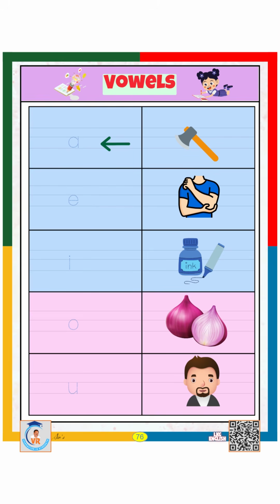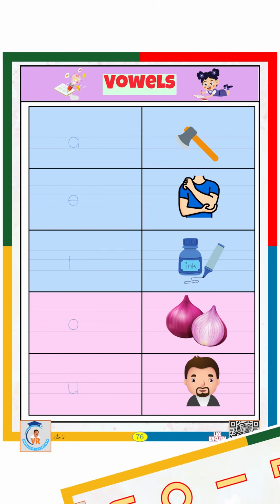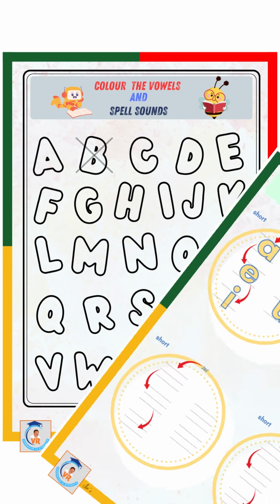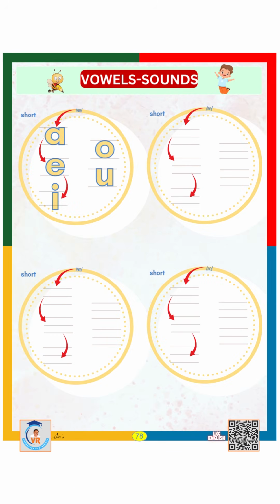A sound starting with A, E sound starting with E, I sound starting with I, O sound starting with O, U sound starting with U. Again, coloring vowels is given. Vowel sounds.